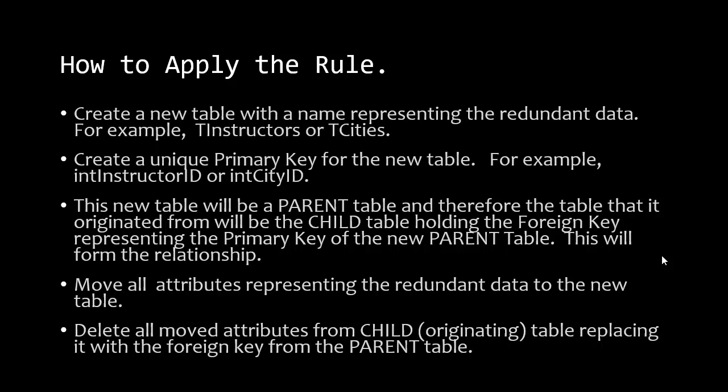What we're going to find out here is that with second normal form, the relationships are always going to be one to many, where the new table is going to be the parent table and the originating table is going to be the child table. Does that make sense? We're going to move all the attributes representing the redundant data to the new table and delete all moved attributes from the child originating table, replacing it with the foreign key of the parent table. Once again, I'll show you an example, but I want you to understand these steps as we apply this rule. Okay?